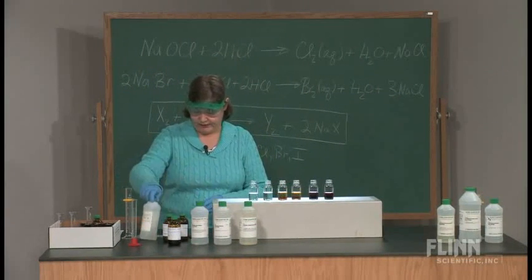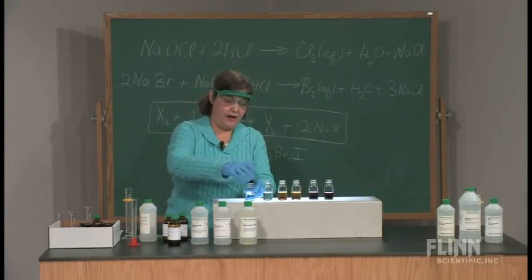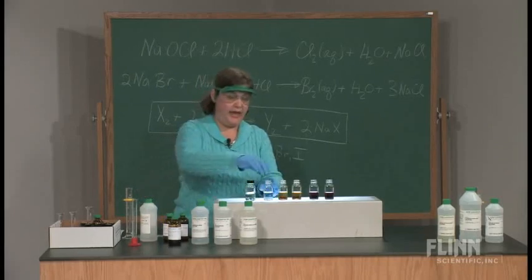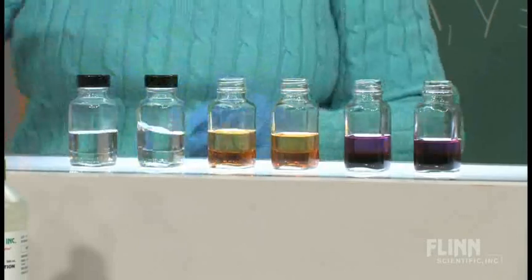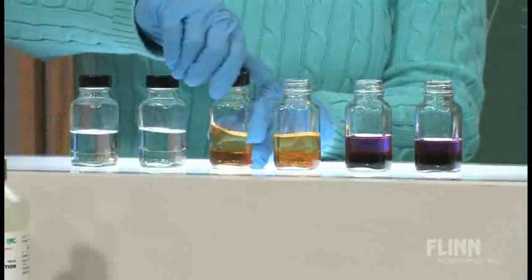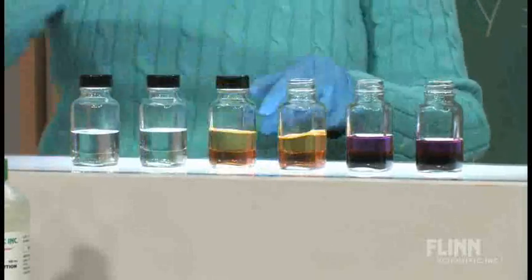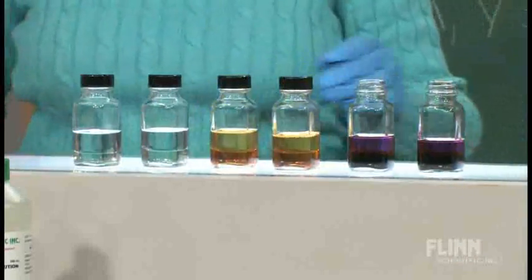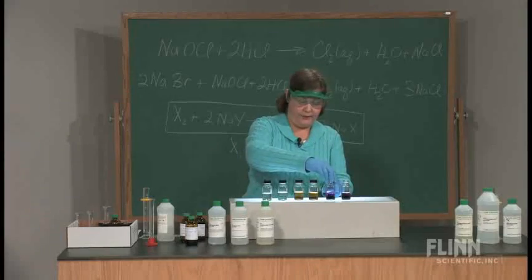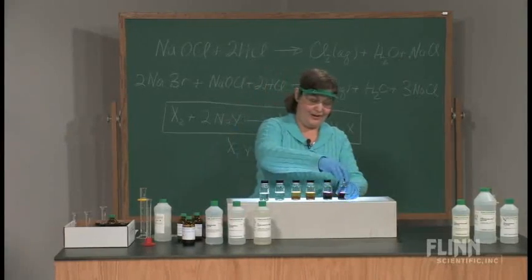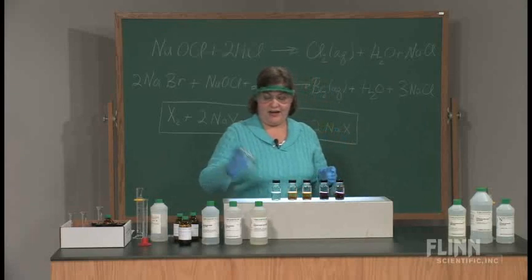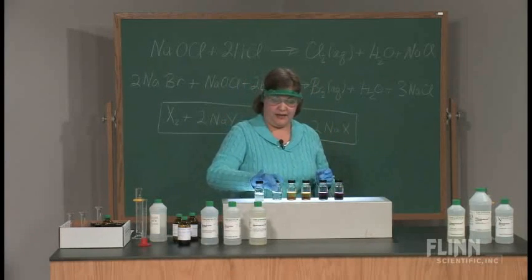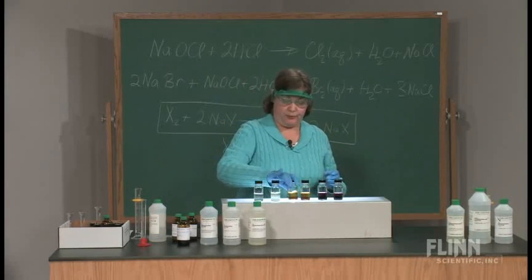Now what I'm going to do at this point is cap these bottles because I want to look at the distribution of the halogen between the aqueous layer, which is on the bottom, and the top layer, which is the hexane. And to do that, I'm going to want to shake them. So I'm going to just shake each one and then set them down and let them separate.